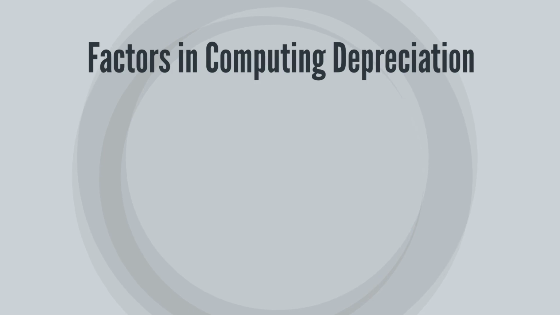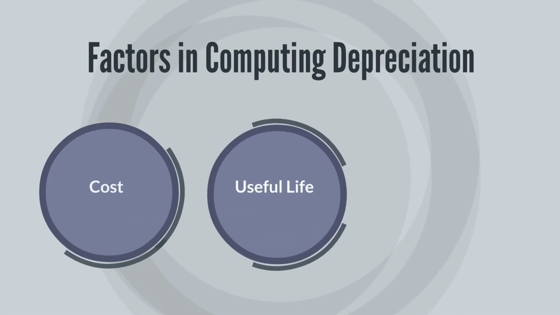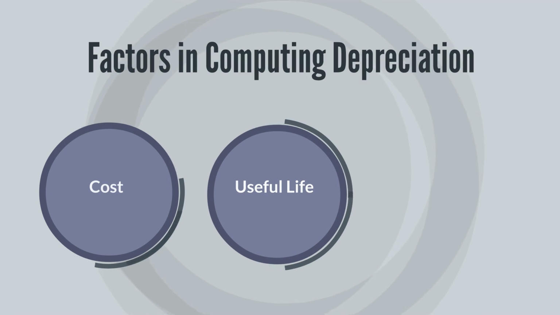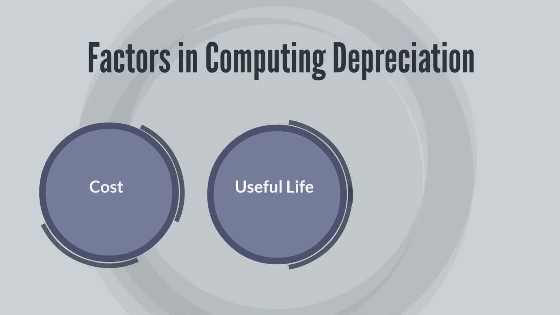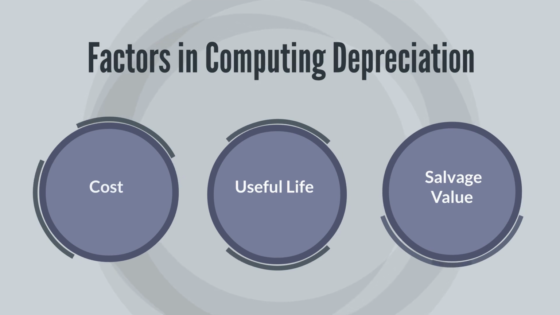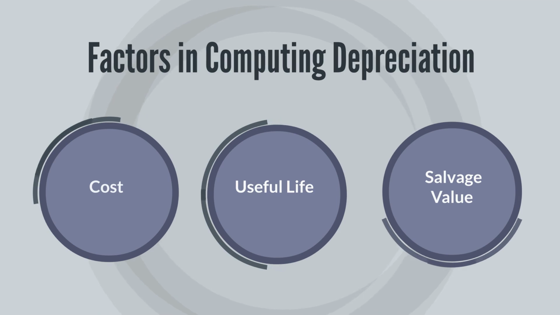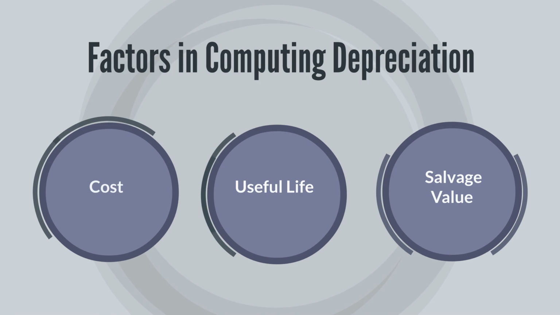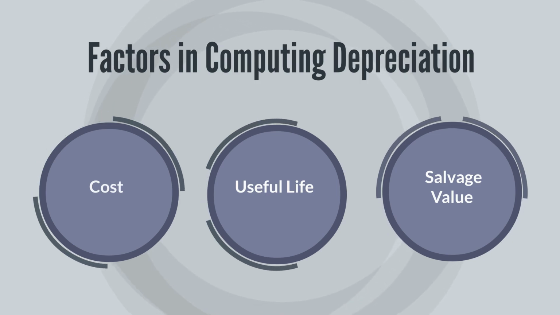Depreciation is based on three factors. The first one is cost, which was covered in the previous video. The second factor is useful life, which represents management's estimate of the asset's useful life to the company. Lastly, salvage value, also referred to as residual value, represents management's estimate of the asset's value at the end of its useful life. It reflects the amount the company expects to recover upon disposal of the asset.